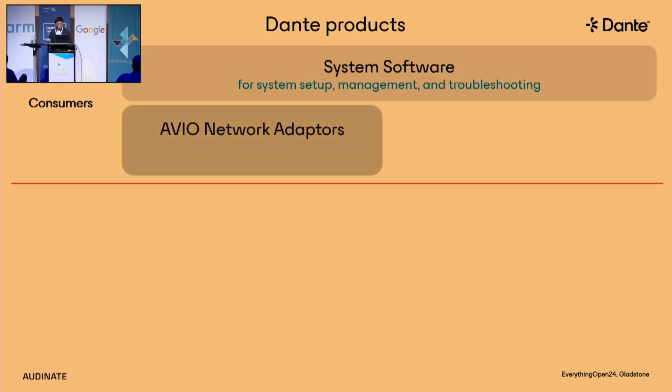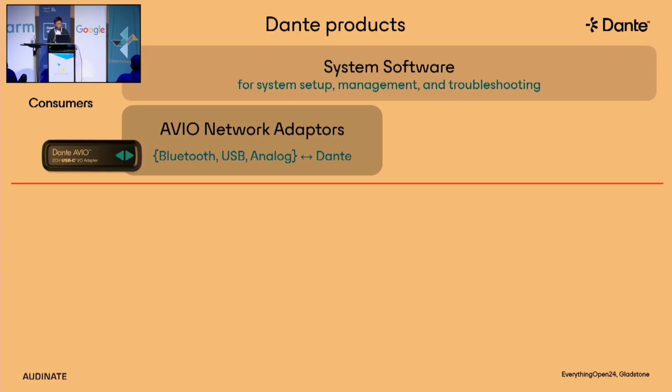We also have network adapters. These are called AVIOs. AVIOs are basically little boxes where you can retrofit your legacy devices, such as your old speakers that have an XLR interface, and you can connect them through the Dante AVIOs and basically pipe audio in and out of Dante to your legacy gear. There are also AVIOs for Bluetooth as well as USB-A and USB-C.